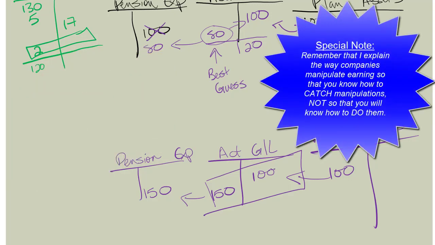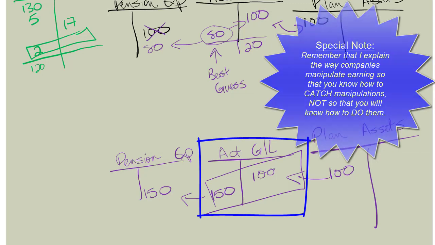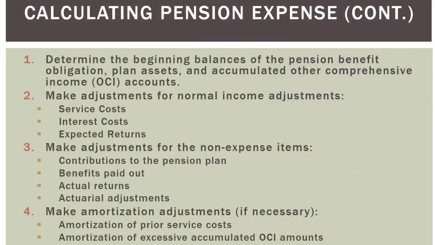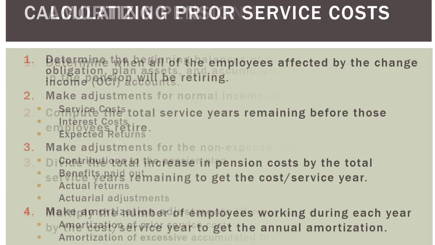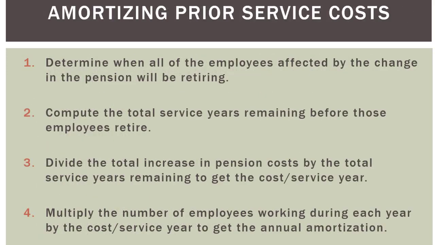Either way, this amortization is going to happen where we see evidence that your numbers are getting too big here. So how do we do that? Well, let's start with the prior service costs, and then we'll talk about the excessive accumulated OCI amounts. So here are some steps to the prior service costs. Step number one is to figure out when all the employees who are affected by the contractual change will be retiring. Step number two is to figure out how many years of service those employees are going to give to our company before they do retire.